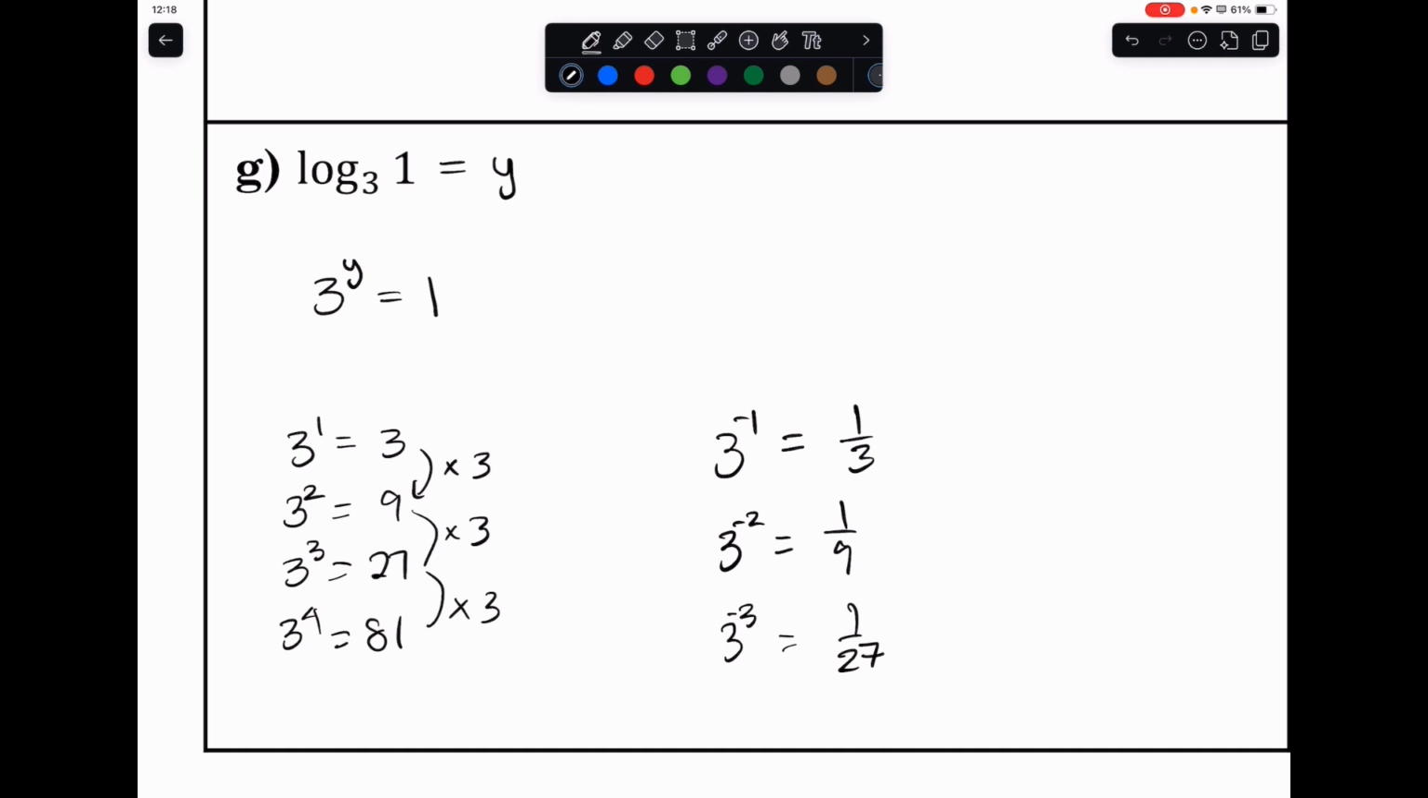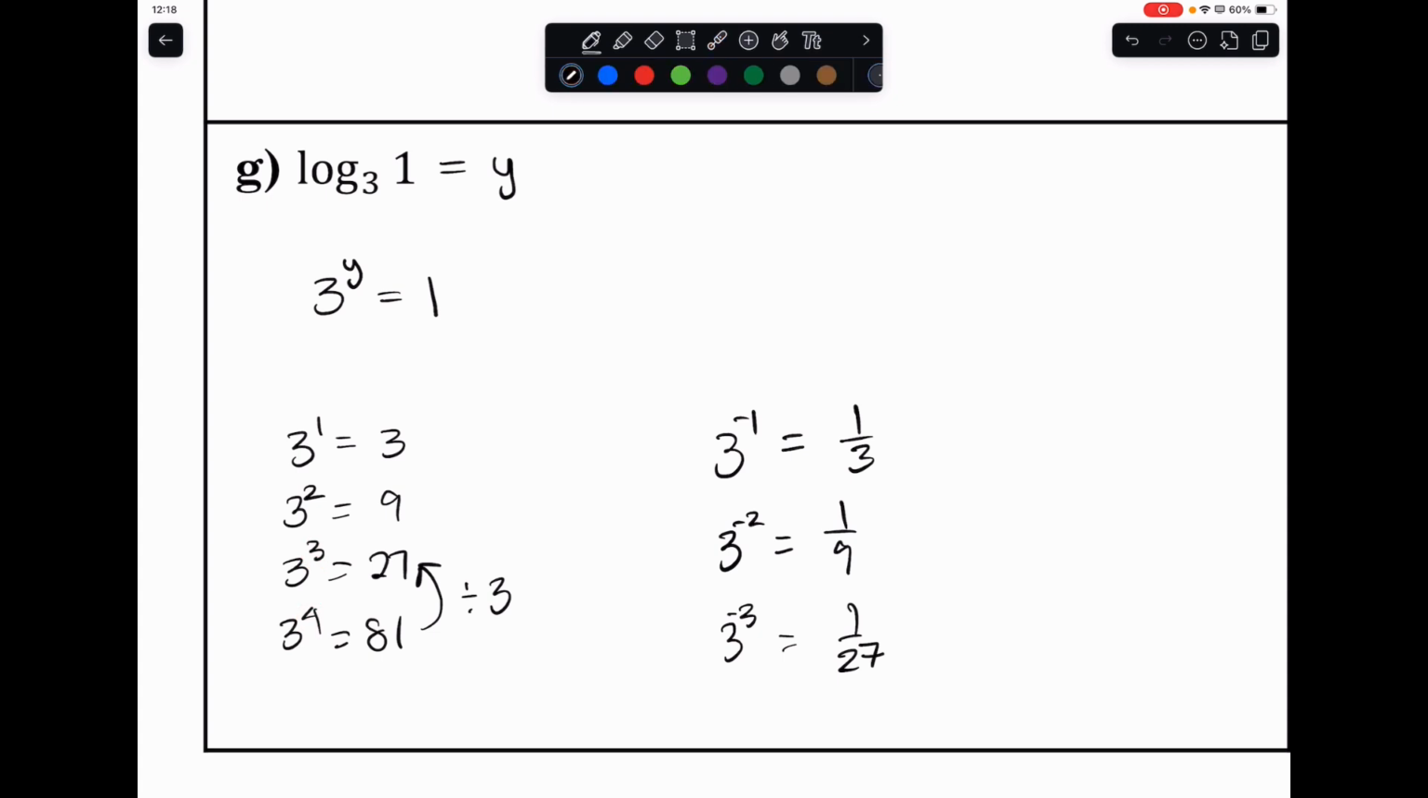So let's think about this, okay? What power do I have to raise 3 to in order to get this value of 1? Well, if I'm increasing the exponents from 1 to 2 to 3 to 4, I'm simply multiplying another 3 to my previous answer, okay? And I want to know how I am going to get this to 1. Well, let's look at this and think about it backwards. If I go from 81 to 27, I'm not multiplying by 3, I'm dividing by 3. And that is decreasing the exponent from 4 to 3. So I'm decreasing the exponent by 1.